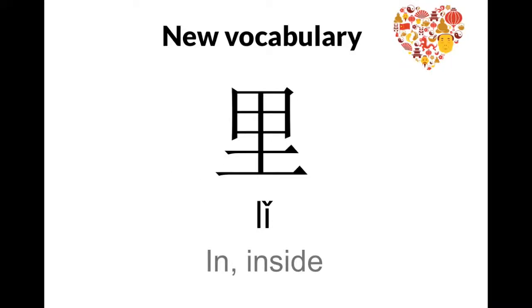里, third tone. And we already know one meaning of this 里 character as a unit of length. But the most common usage is probably this one, inside. And as with all prepositions, we put it last instead of first. So we say 杯子里, where in English we would have said in the cup. So 里, third tone, meaning inside as one meaning.